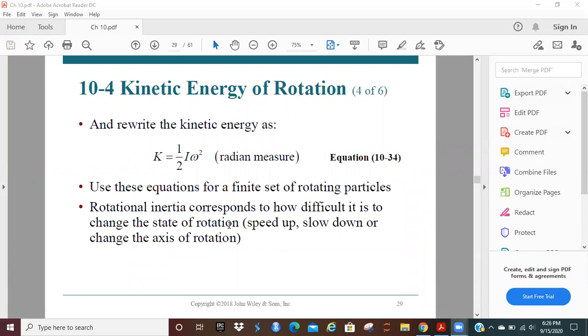So we're going to rewrite the kinetic energy as the kinetic energy is equal to 1/2 I omega squared. It's in radian measure. So we're going to use these equations for a finite set of rotating particles, and rotational inertia corresponds to how difficult it is to change the state of rotation.